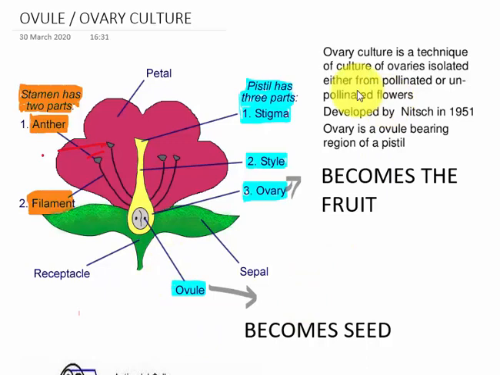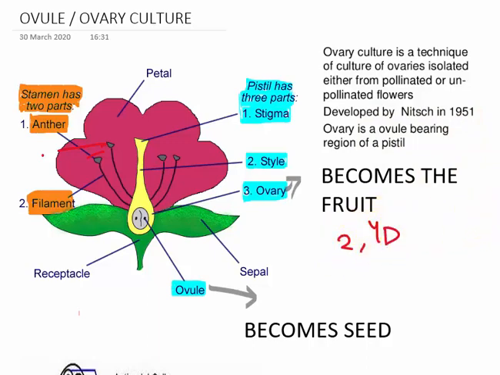Okay. So ovary culture is a technique of culture of ovaries, obviously isolated either from pollinated or unpollinated flowers. It was developed by Nitsch in 1951. What is ovary? Ovary is the ovule-bearing region of a pistil. So this is completely the pistil. So what is ovary? Ovary is the region which bears the ovule. Okay. So for the non-pollinated plants, in the culture we need to put the synthetic auxin like, we have already discussed, 2,4-D, right?